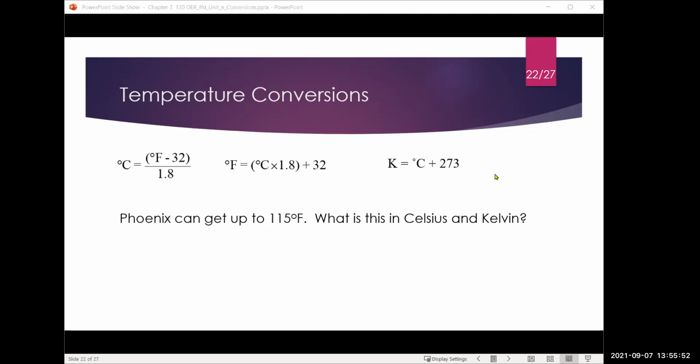Okay, and so that's the example here. Temperature can get up to 115. Try it yourself. You could come up with 46 Celsius and 319 Kelvin. But these conversion factors, again, are given to you in the shapes table.